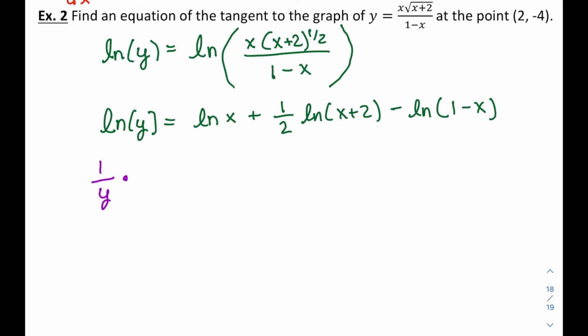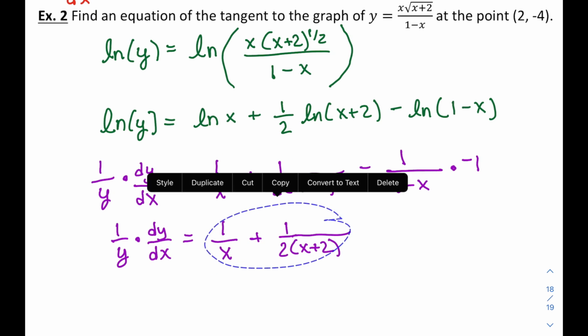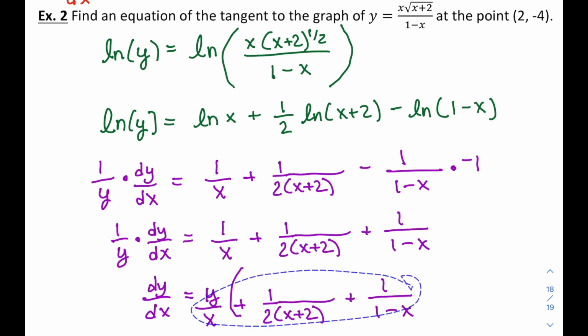So if you take a derivative, I'll have 1 over y times the derivative of y with respect to x equals 1 over x plus 1/2 times 1 over x plus 2 minus 1 over 1 minus x, and don't forget the derivative of that inside would be -1. And then I'm just going to go ahead and multiply my two negatives together and make that last one into an addition instead of a subtraction. And then to solve for my derivative, I'm going to multiply both sides by y and copy and paste.